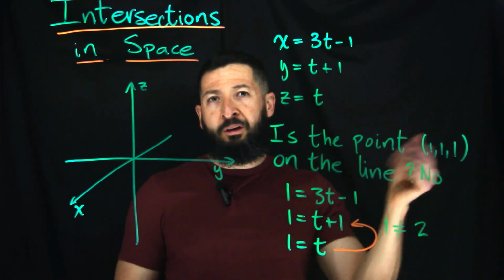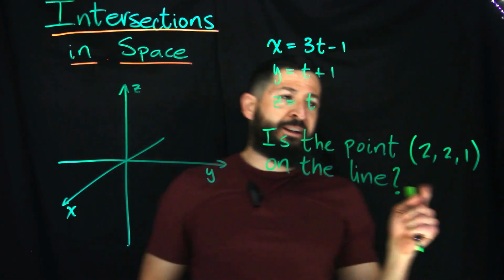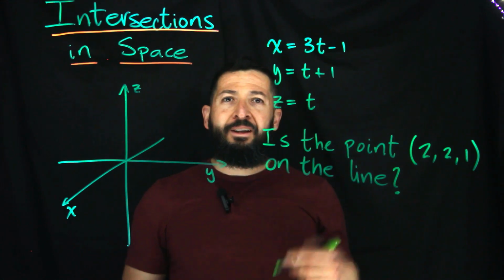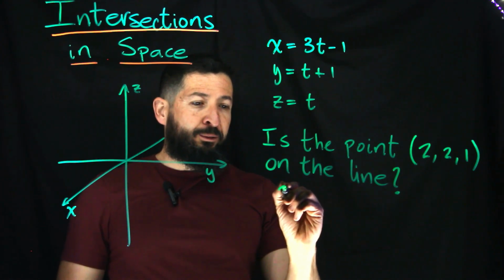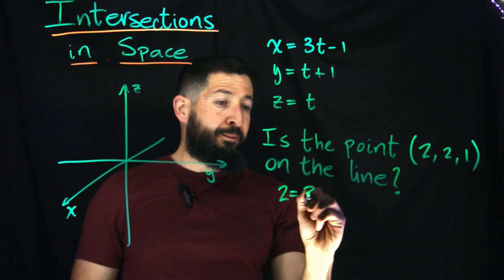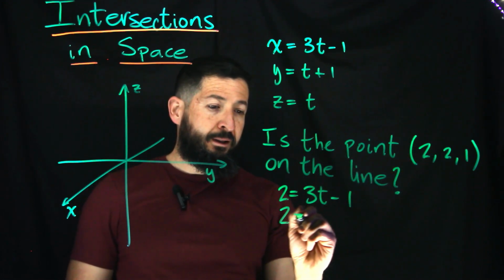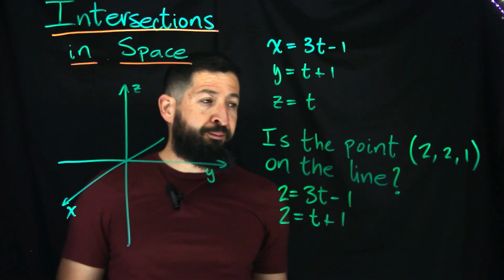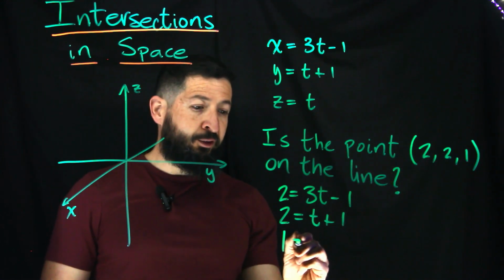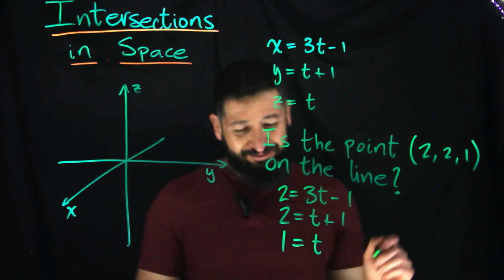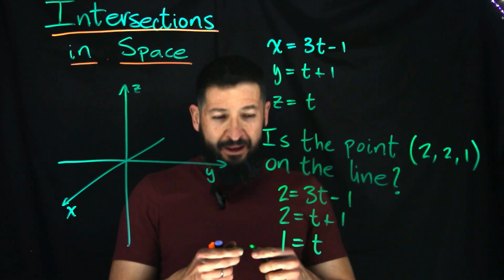Let me erase here. I'm going to put another point, and I want to look at one where it actually works. Okay, so now in this case it's going to work out. I force it to be. So let's do the same thing again. Is the point 2, 2, 1 on the line? So let's go ahead and put x equals 2, which is going to be equal to 3t minus 1, y equals 2, t plus 1, and then z, which is going to be 1 in our point here, is going to be equal to t. Again, very artificial. I forced it to work, but that's how it's going to go.